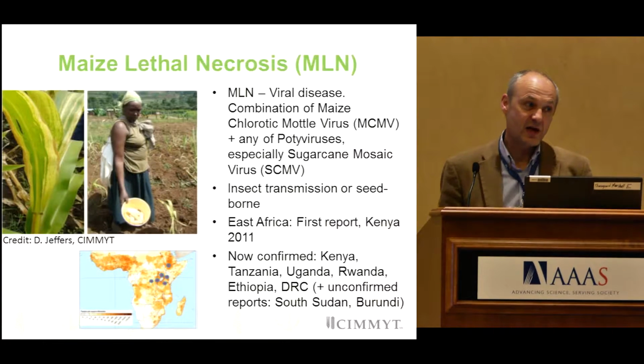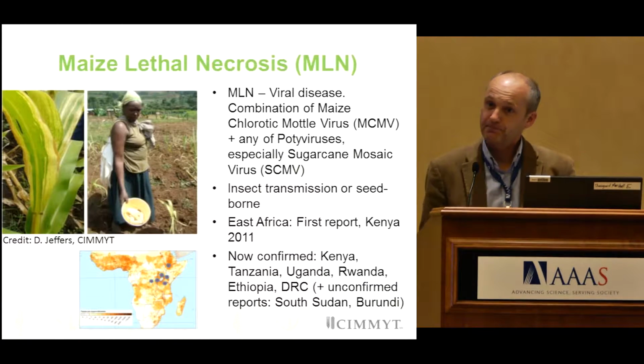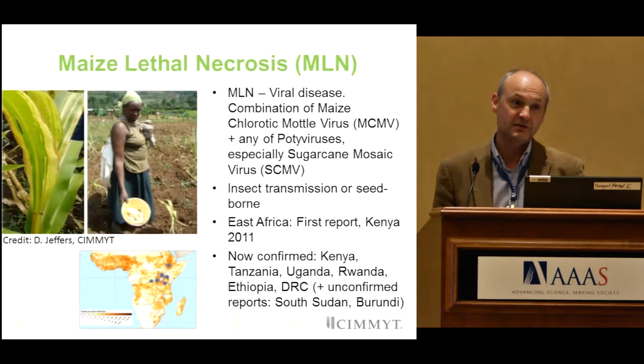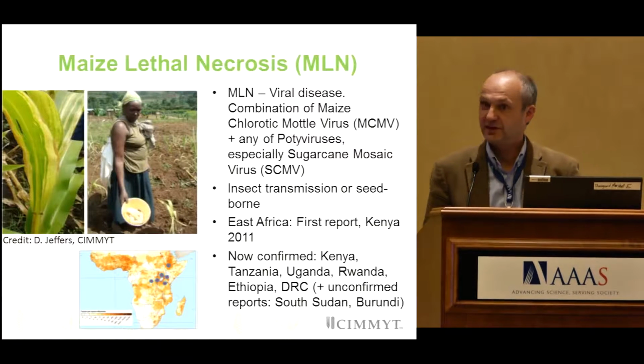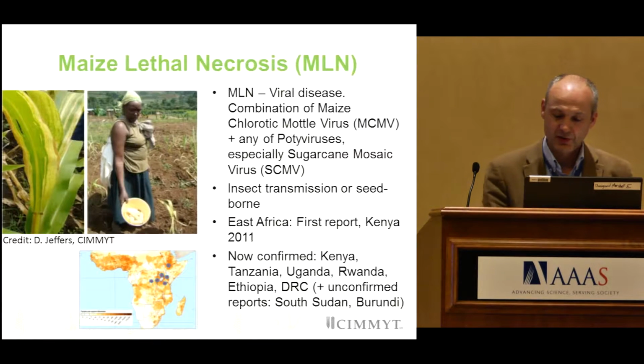I mean, maize is the staple crop for Sub-Saharan Africa. That lady there, that bucket, that's her entire harvest from her whole farm. So that's what maize lethal necrosis can do. It's a graphic example of just how devastating this disease can be.